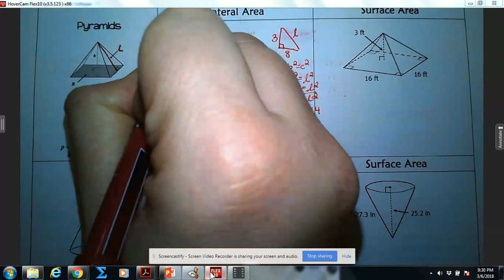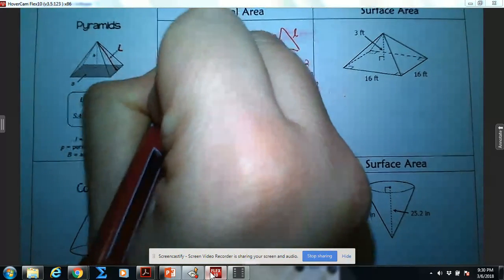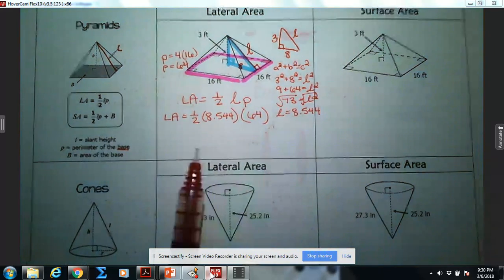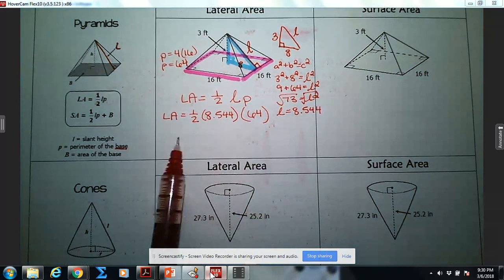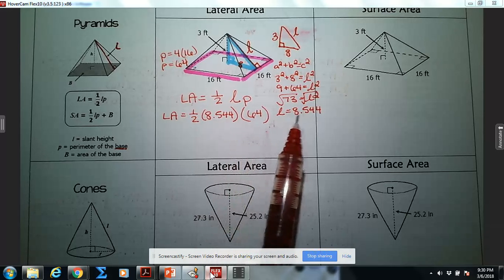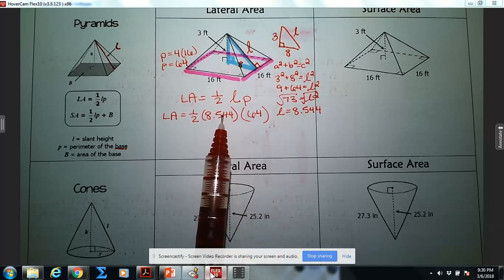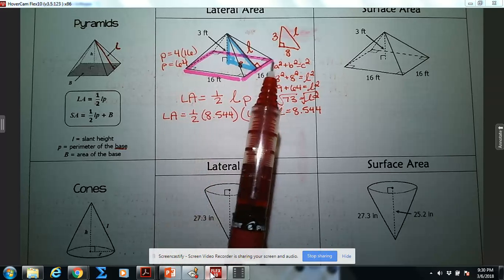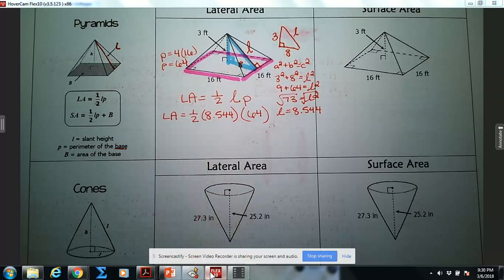So there was a lot of extra work to do before we could even use this formula fully. We had to do Pythagorean theorem to find the slant height, and then we had to use a little bit about this base shape to find the perimeter. Now we're all set to plug everything in all together.